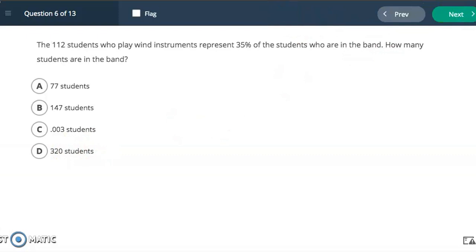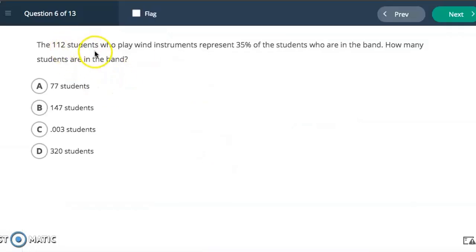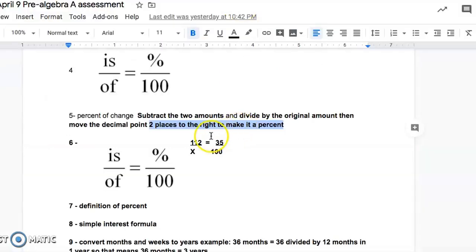Okay, number 6, you're going to use the percent proportion again. And I set this one up for you. 112 over X equals 35 over 100. 112 students played wind instruments, which represents 35% of students who are in the band. How many students are in the band? So you're looking for the whole part there. Cross multiply 112 times 100 and then divide by 35.